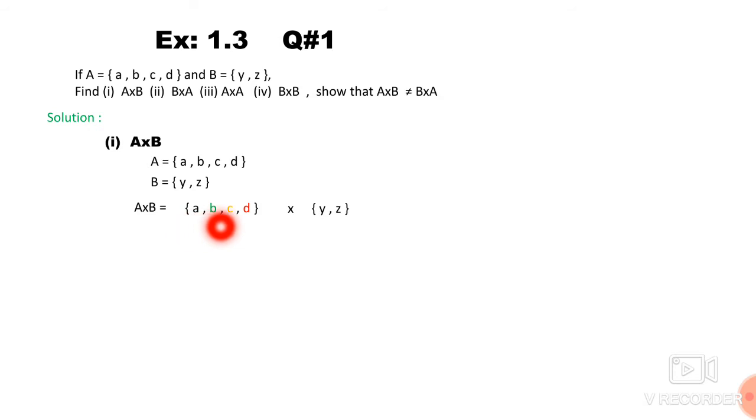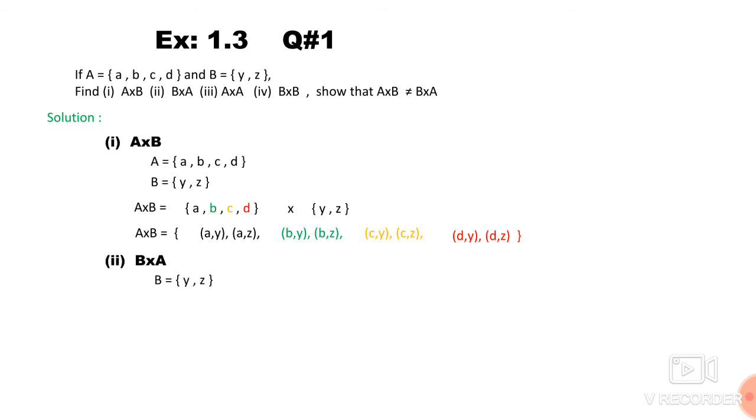Now we are making the pairs of the elements of set A. Pairs of a: ax, ay, az. Now we will make the pairs of b: bx, by, bz. Similarly for c: cx, cy, cz. And for d: dx, dy, dz. We can also check. We have 4 elements here, we have 3 elements here, and 4 threes are 12. It means we will get 12 ordered pairs. Let us count: 1, 2, 3, 4, 5, 6, 7, 8, 9, 10, 11, 12. We have made 12 ordered pairs. That means our working is correct. This is A cross B.